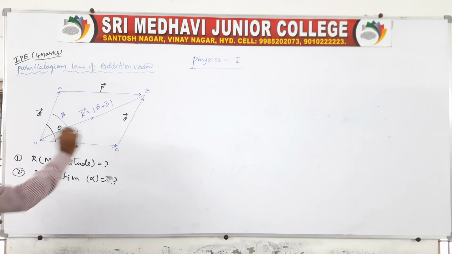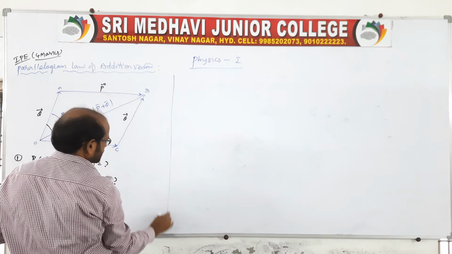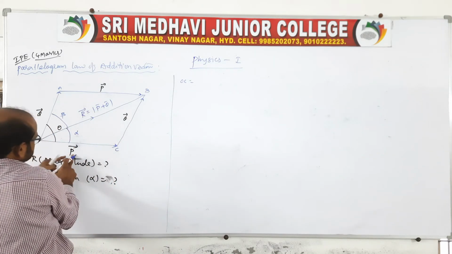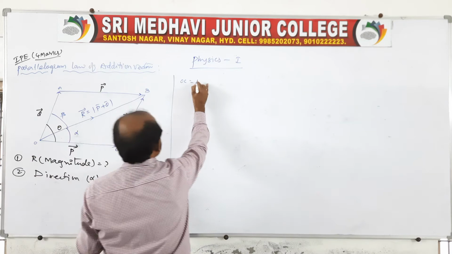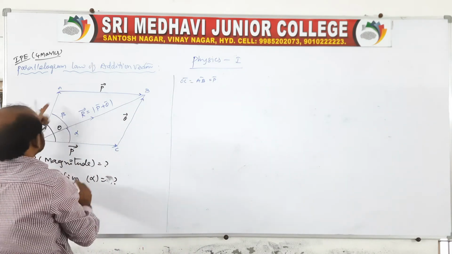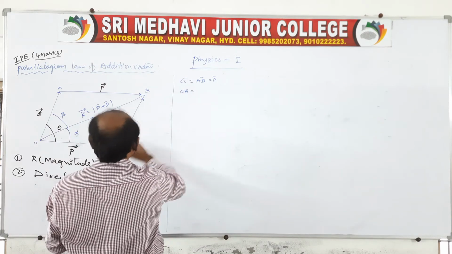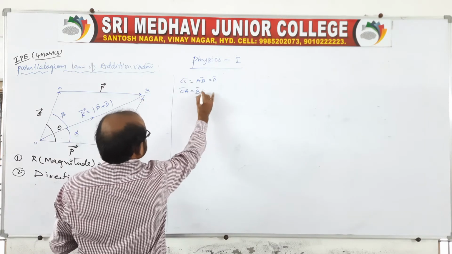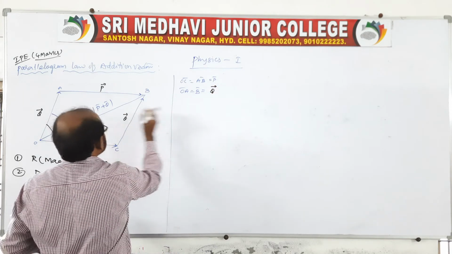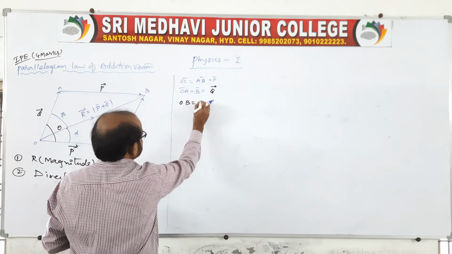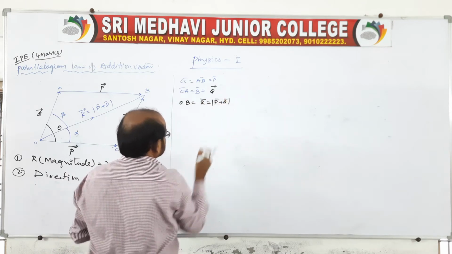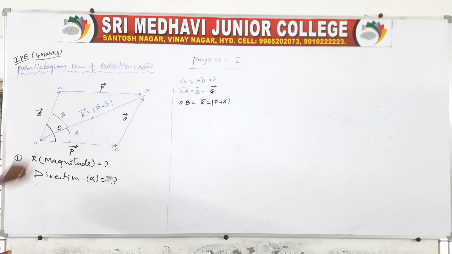Before going to this proof, let me tell you one thing. OC is represented as P, as well as AB. These are represented as P. Next, OA is equal to BC, and it is represented as Q. Coming to the next one, OB is represented as R, and it is equal to the magnitude of P plus Q. This we know from the diagram.